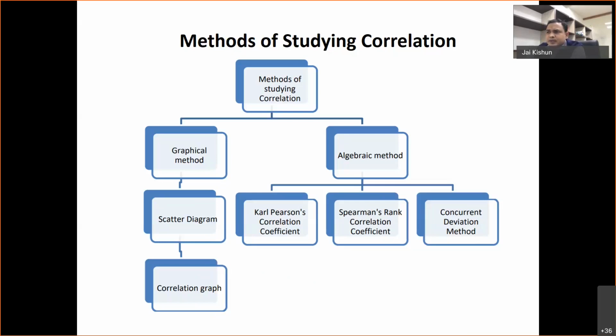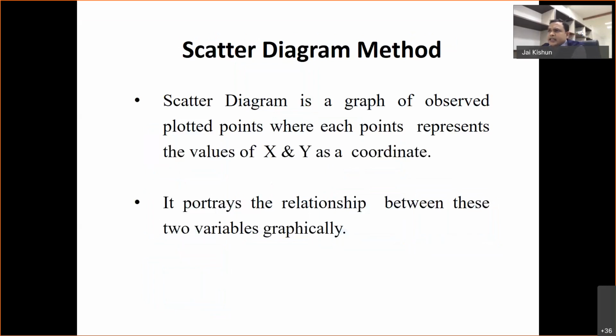Basically through the scatter diagram, we are studying the relationship between the two variables. And the algebraic method is divided into three methods: Karl Pearson correlation coefficient, Spearman rank correlation coefficient, and the concurrent deviation method. We will discuss only Karl Pearson and Spearman, as the third one is very rarely used. So let us start with the scatter diagram.